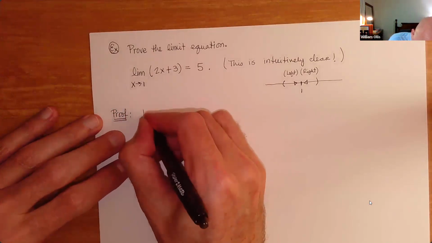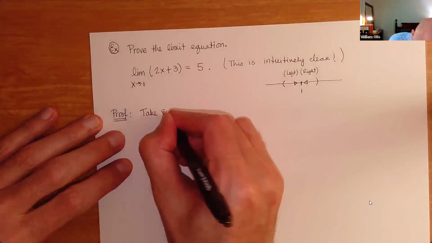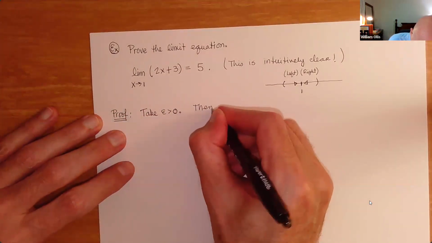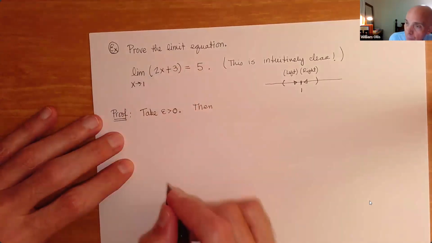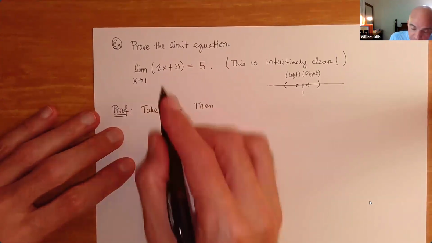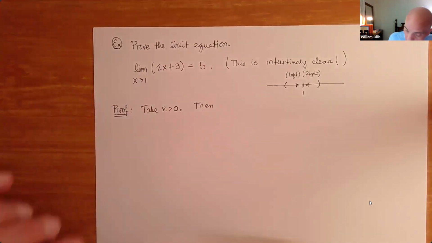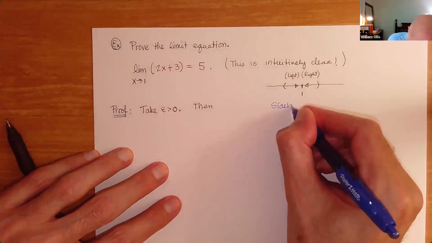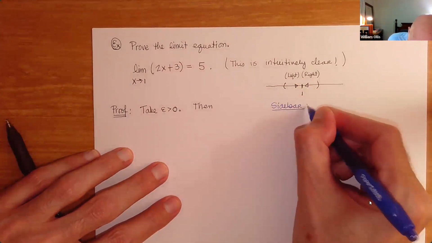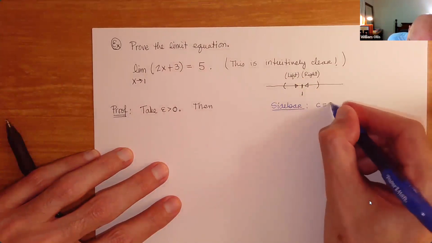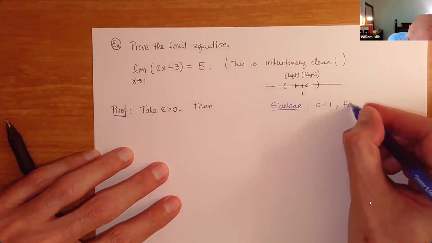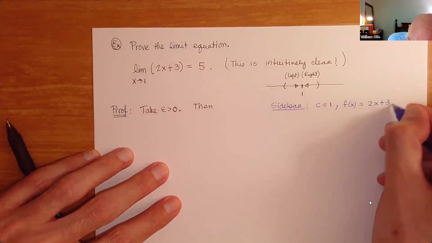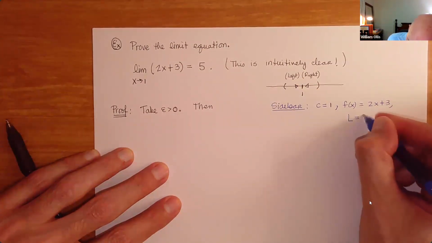So we're just going to take epsilon positive. Then let's look at our function using the notation from the definition. So to the side here is a little sidebar. Let me write this down. We have c equals 1. We have f of x equals 2x plus 3. And we have L equals 5.